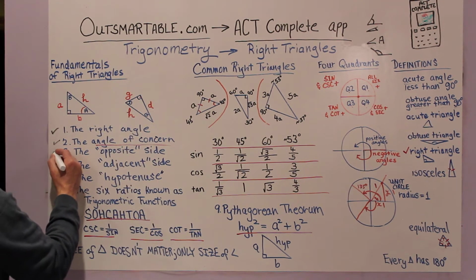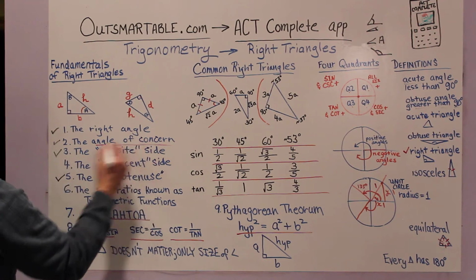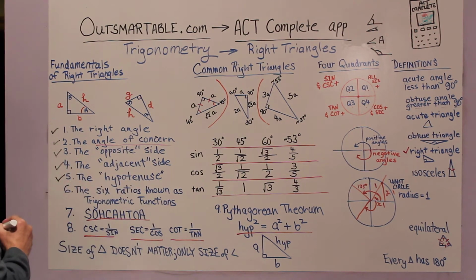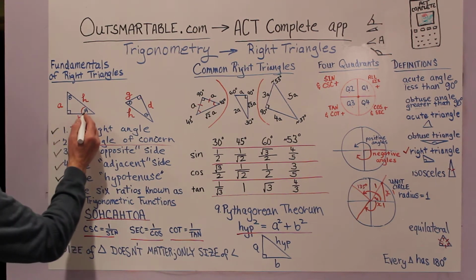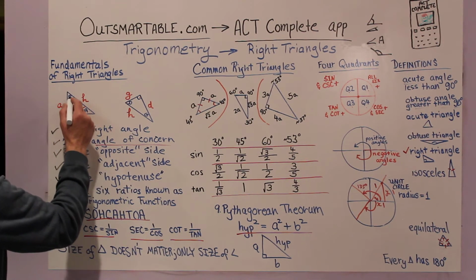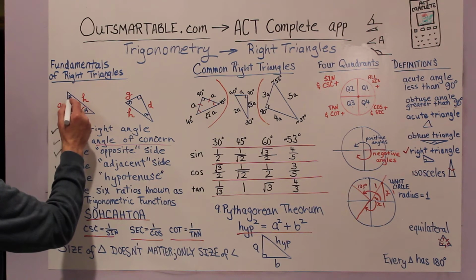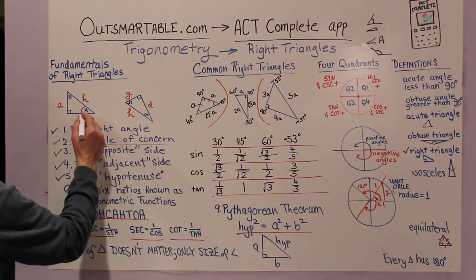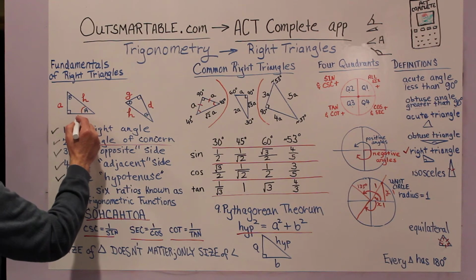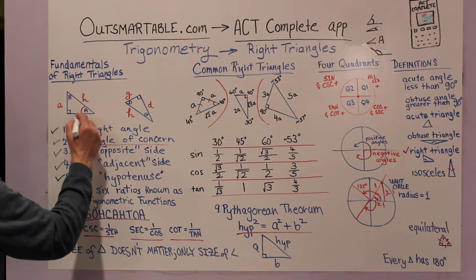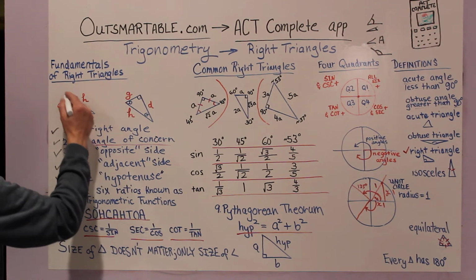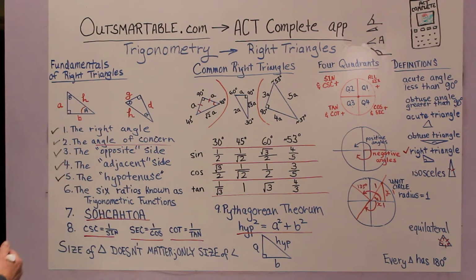So you need to start with an angle of concern before you can identify the opposite and adjacent side. And know that the adjacent side for angle A is different from the adjacent side of angle B. So you have to start with this angle of concern, and then you can talk about the adjacent side or the opposite side, and the hypotenuse is always the longest side.